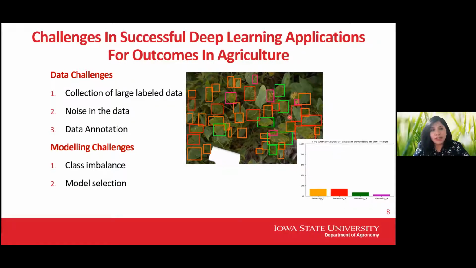The last modeling challenge is model selection itself. We have tons of various models. So which deep learning model or which deep learning architecture we need to use to train our model, and how to select it, is also a challenge right now.